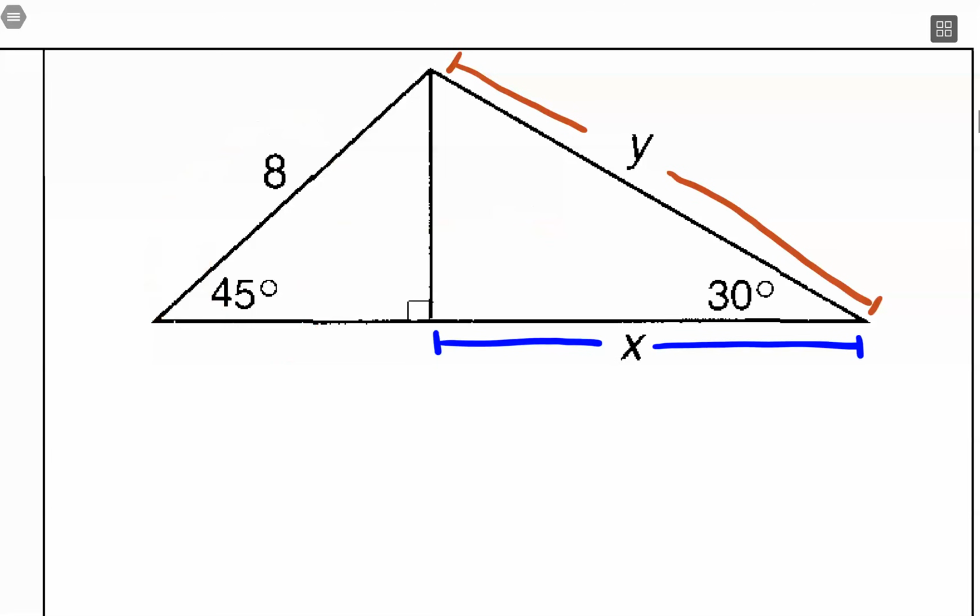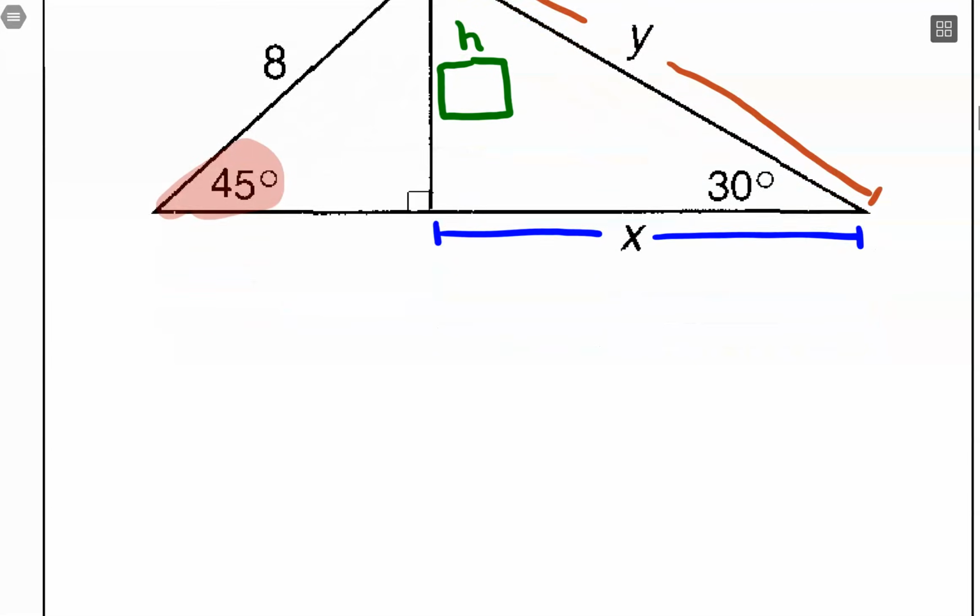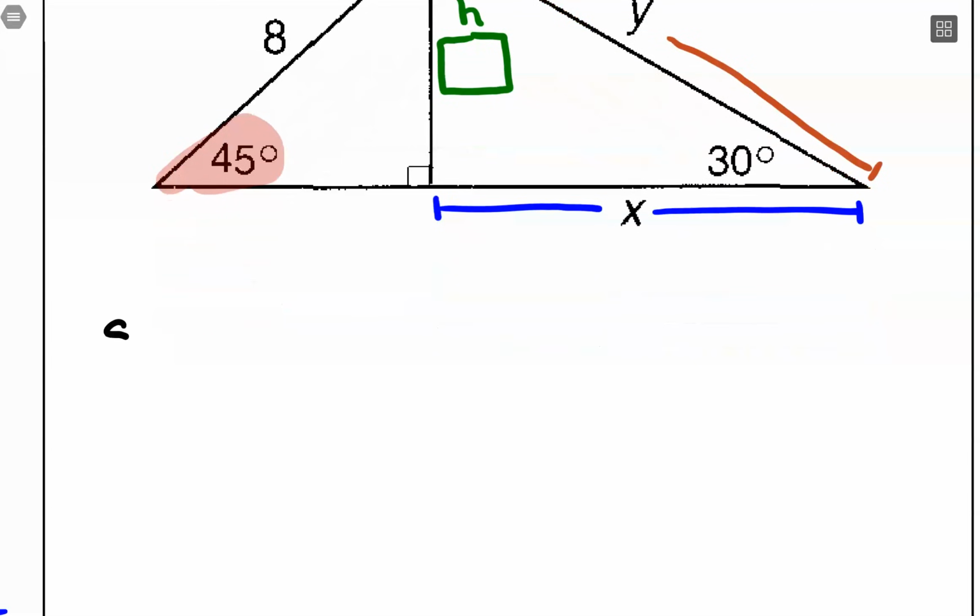So what I want to do is find this side length right here. I'm going to go ahead and give it a name. I'm just going to call it h, since it's the height of the triangle. So we want to solve for h. I'm here at 45 degrees. h is the opposite side length, and then 8 is the hypotenuse. So relating opposite and hypotenuse is going to come from sine.